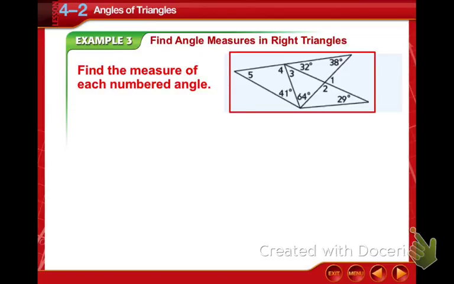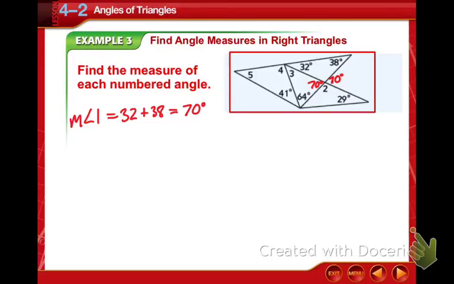So for angle 1, it's an exterior angle, and the remote interior angles are the 32 and 38 in the top triangle there. So we just have to add those up. And 32 plus 38 is just 70. So I'm going to write them in the picture so you know what they are. Now, knowing that that's 70 means that also the angle across from it is 70. So that's going to help us out later.